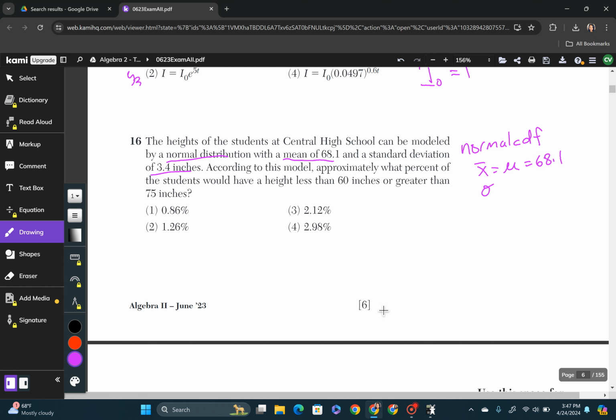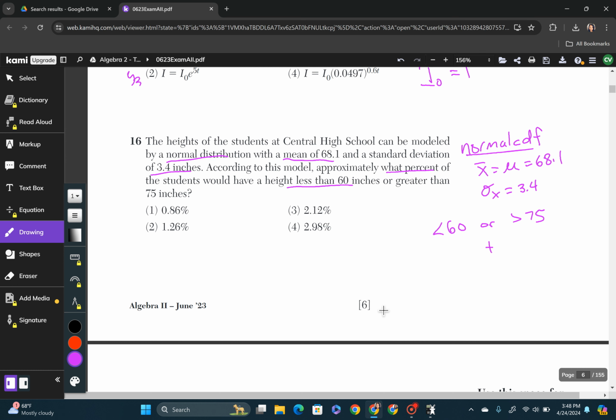All right, so I don't see any 95% here, so I don't need to do the mean plus or minus 2 times the standard deviation formula. So it looks like I'm just going to have to do a normal CDF problem. Then it says approximately what percent of students would have a height less than 60, or greater than 75. The word or means to add. So let me show you how we do this.